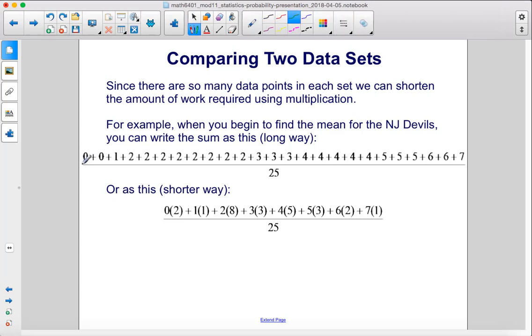So we have 2 zeros, so 2 times 0. We have 1 times 1. We have 1, 2, 3, 4, 5, 6, 7, 8 2's, so 2 times 8. So all we have to do is take how many of that number there are, multiply it like that, and then add those together. So this will be much quicker.